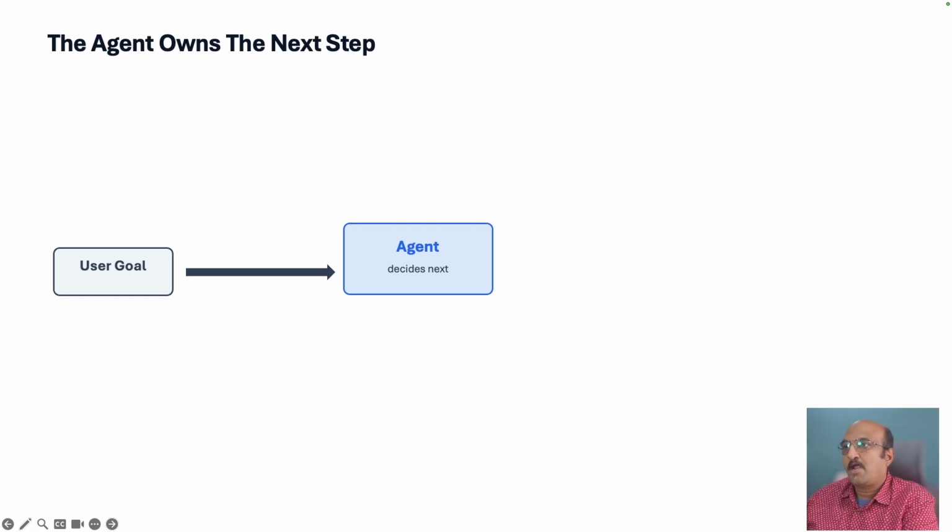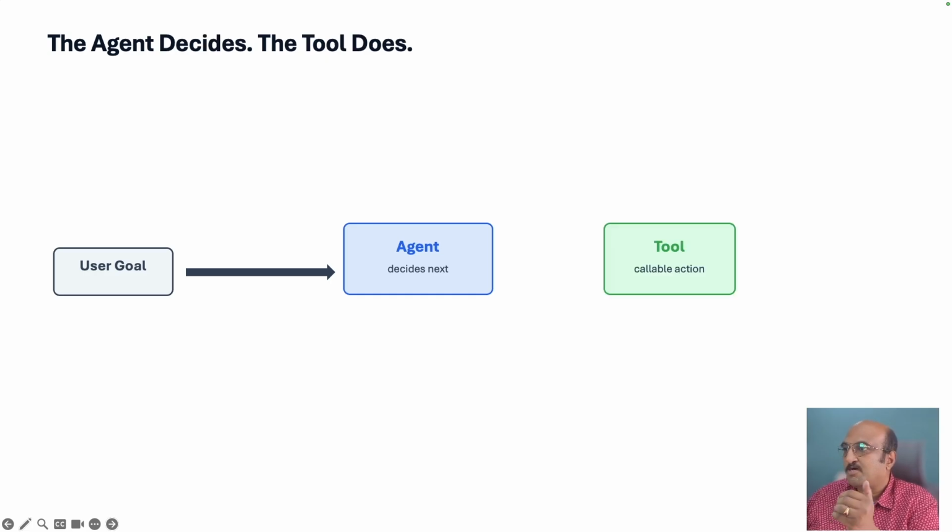That is the goal, and you give it to an agent, and based on the goal that you give, the agent decides what to do next. So whatever is taking the decision on what to do next, that is an agent. But once the agent decides what to do next, it needs something to do it with, that is the tool.